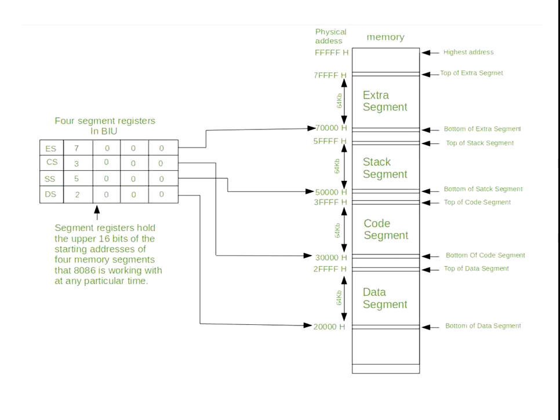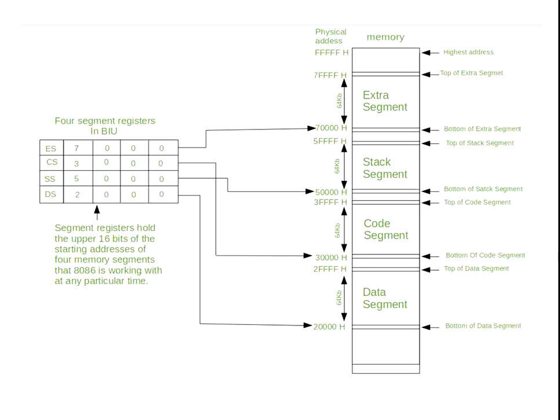Actually this 1 megabyte of memory is partitioned into 16 segments, and the size of each segment is 64 kilobytes. Only 4 of these segments are active at a time. Here we can see the 4 segments: data segment, code segment, stack segment and extra segment. You can see the size of each segment is 64 kilobytes.